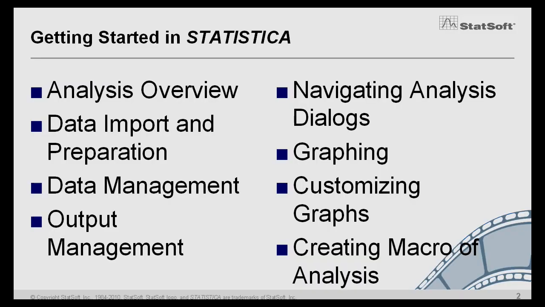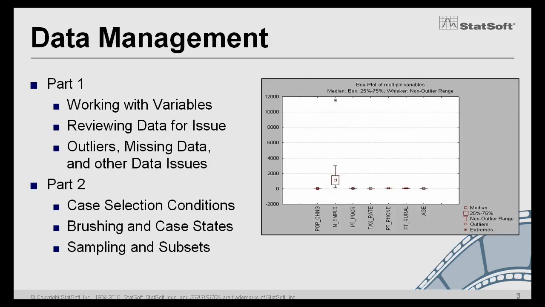The first session was a general quick overview of an analysis in Statistica, and this session continues with an in-depth look at the various data management tools. Data management is a large task, so I'll split it into two parts. In the first part, we'll talk about working with variables, reviewing data for issues, outliers, missing data, and other data issues. In the second part, we'll talk about case selection conditions, brushing and case dates, and sampling and subsets.